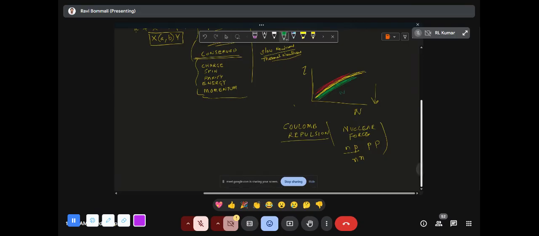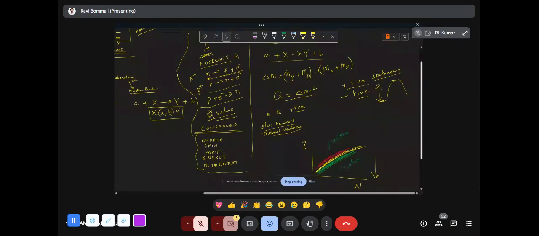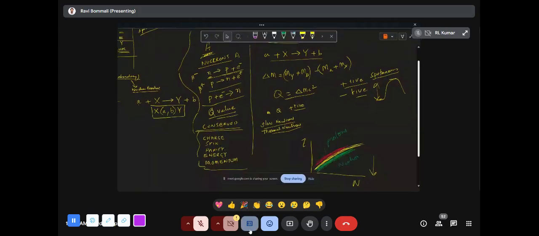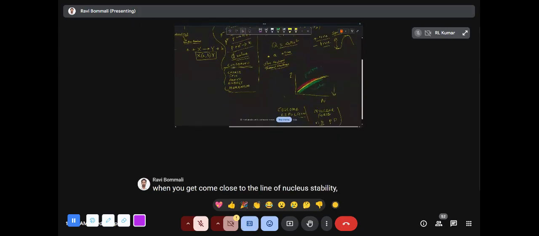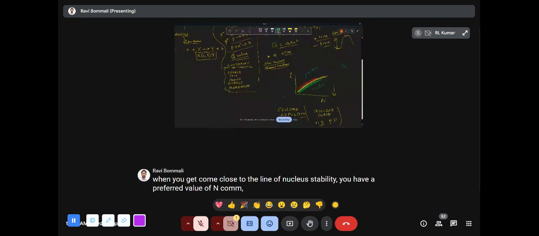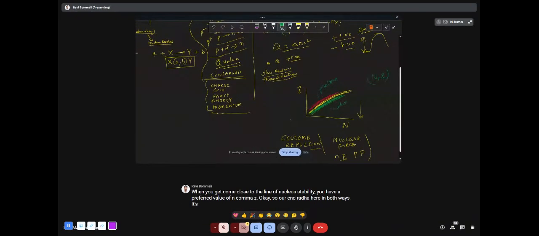So here there is neutron excess. On the other side, you have what? Proton excess. So, as I told you just now, in the beta decay process, if you have excess protons, those excess protons will try to get converted into neutrons, right? So when you come close to the line of nuclear stability, you have a preferred value of N comma Z. So if N is more or Z is more, in both ways it's like a parabola.